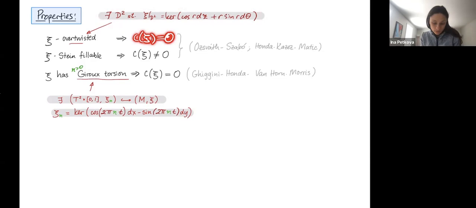Structures that are not over-twisted are called tight. And certain tight structures are Stein-fillable, so you could see them as the boundary of a certain Stein manifold. And this would imply that the contact class in Heegaard Floer homology is actually non-zero. So we can use it to obstruct.